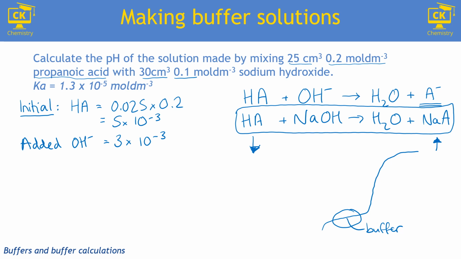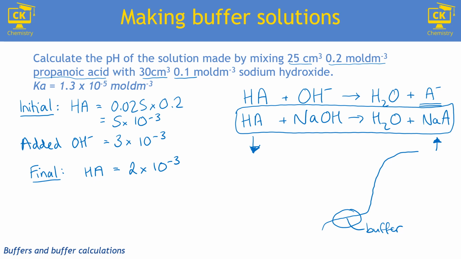All right, so all I have to work out now is, in my final mixture, my moles of HA is going to be 5 times 10 to the minus 3, take away 3 times 10 to the minus 3. It's always going to be a 1-to-1 ratio. Weak acids always just have that, they're always monoprotic in this context for these types of calculations. So my HA that's left is now going to be 2 times 10 to the minus 3. 5 take away 3. Meanwhile, I have made a load of A-.